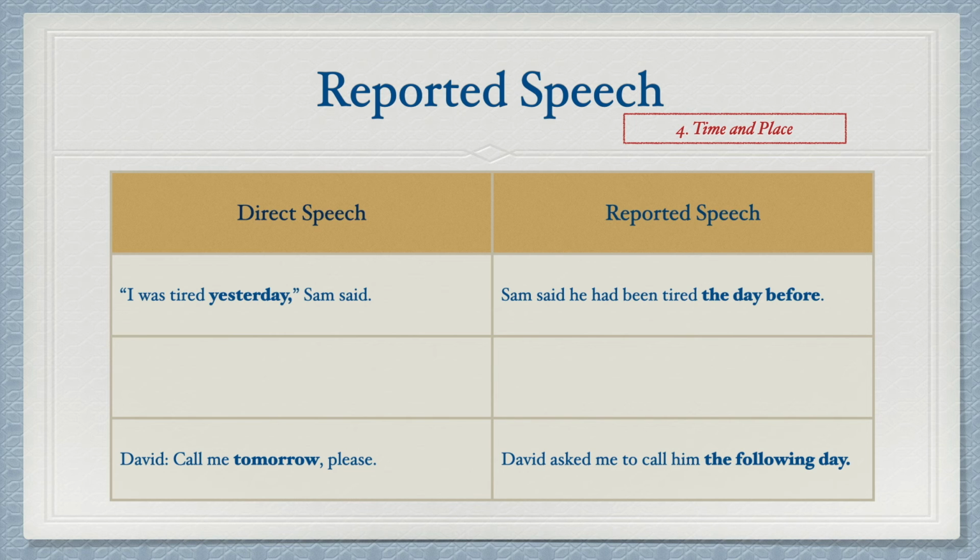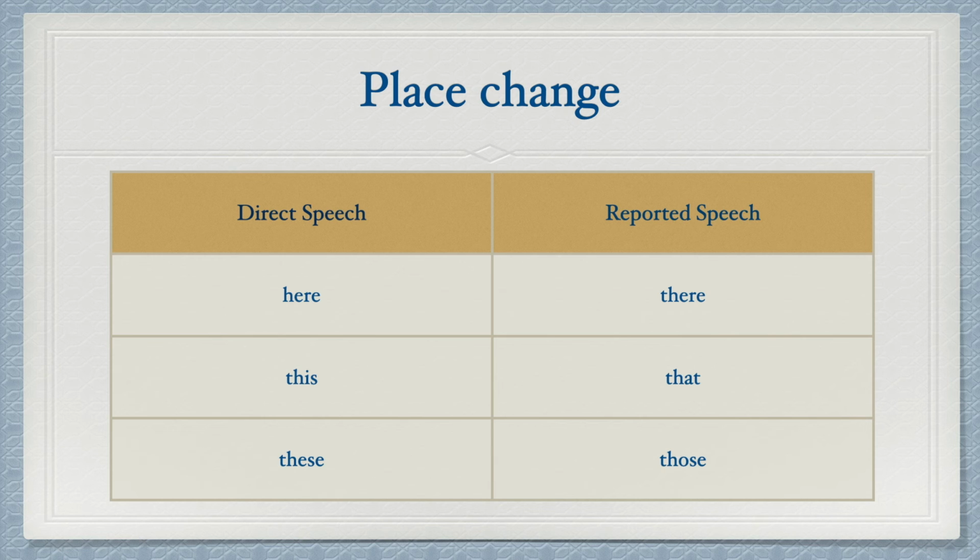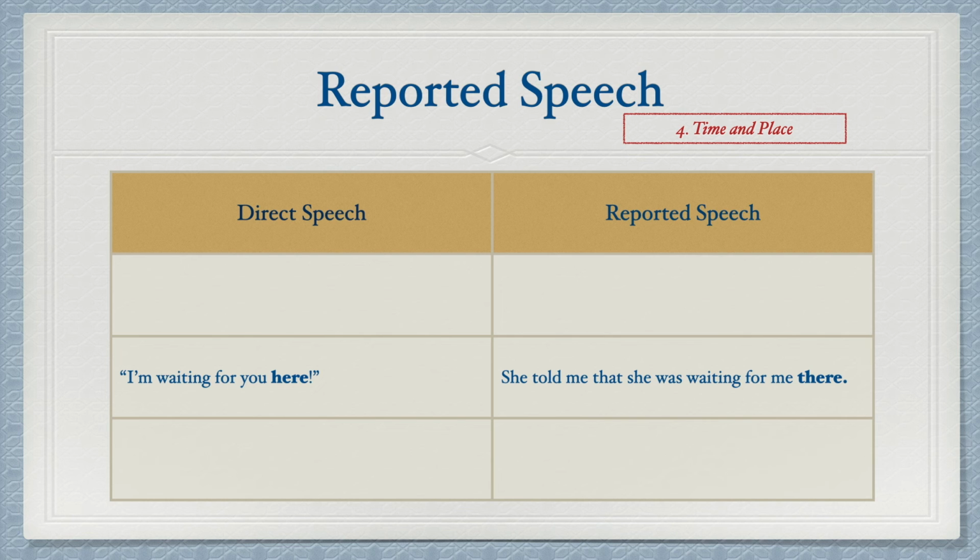That's a lot of information, but we still have our place to change. Place change is very simple. Here becomes there, this turns into that, and these change into those. "I'm waiting for you here." Really? But I don't see her here because she doesn't stay constantly in one place. So by the time you're reporting it to someone, she's gone. That's why she told me that she was waiting for me there.